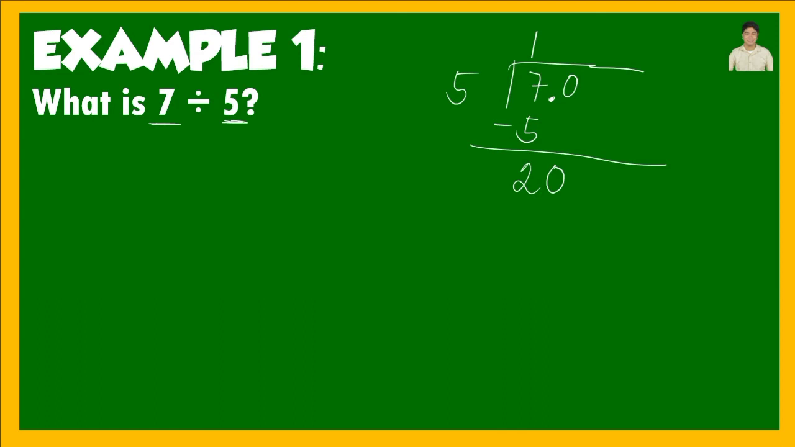By the way, yung in-add nating decimal point, kailangan naka-align din po dun sa quotient natin yan. Magkatapat po sila. Next, 20 divided by 5, that is 4. 4 times 5, 20. And then we subtract, we get 0. So, our answer is 1.4 or 1 and 4 tenths. Let us check.